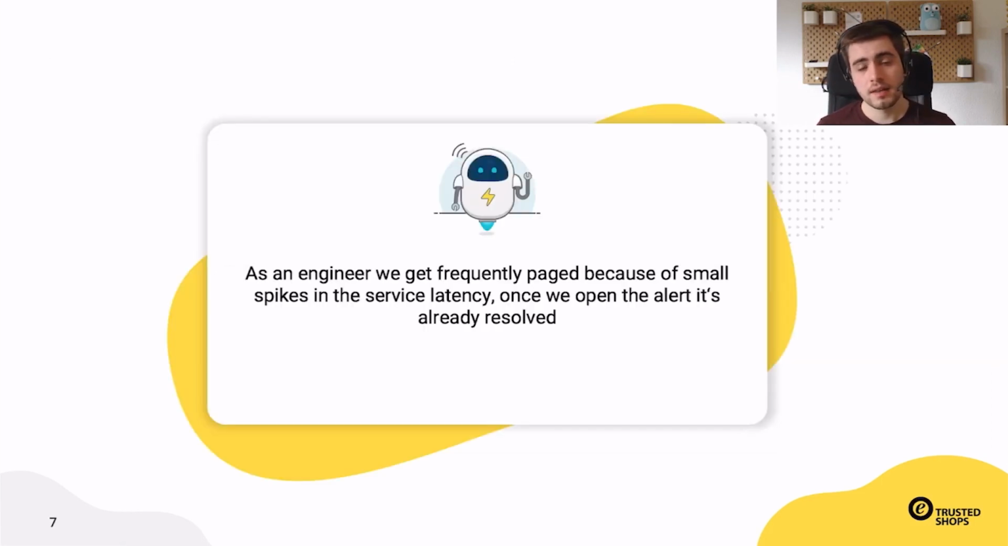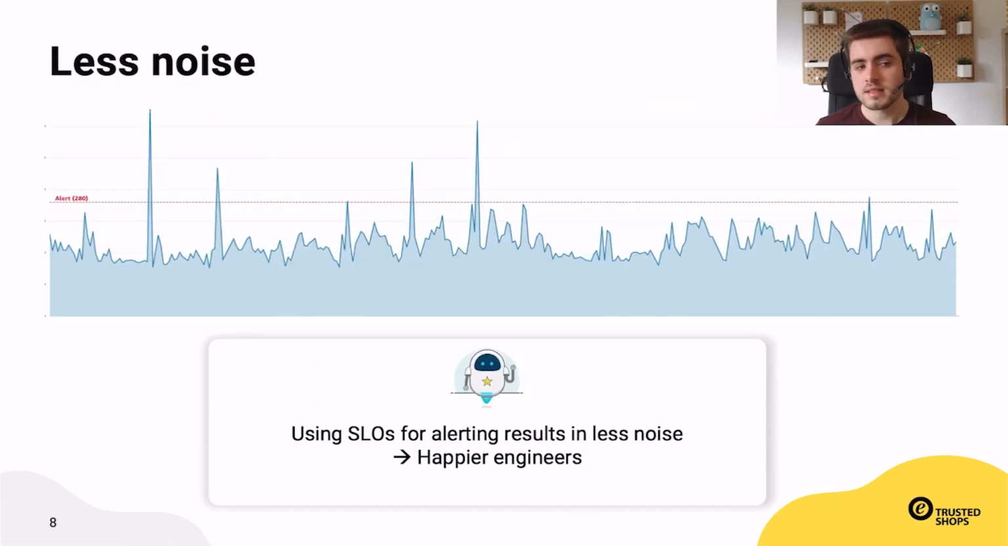Next one, and this is a little bit more focused on the engineering side. As an engineer, we frequently get paged because of small spikes in the service latency. And once we open the alert, it's already resolved. Imagine a PagerDuty incident you get, and then you click on this notification and it's already marked as resolved. And this might happen because you have a latency graph, which, for example, is like the one shown here.